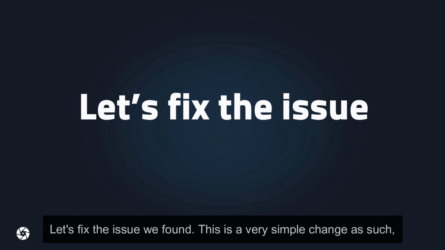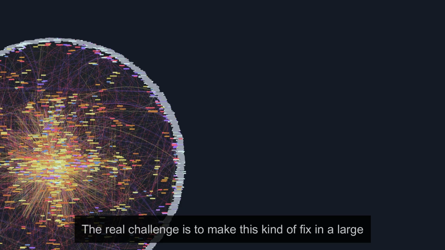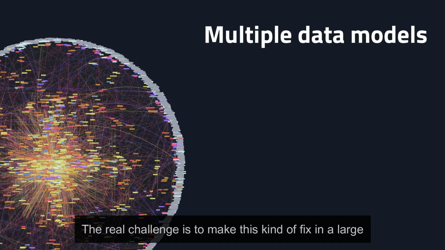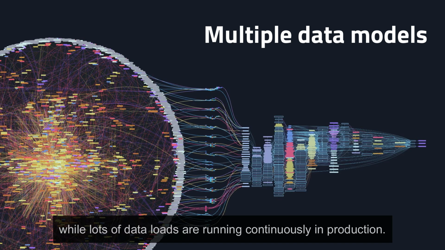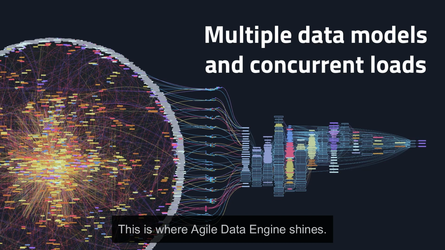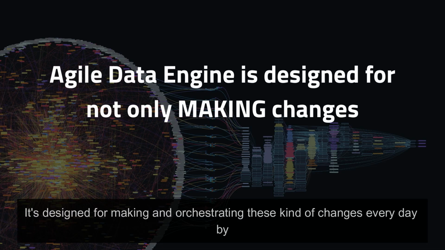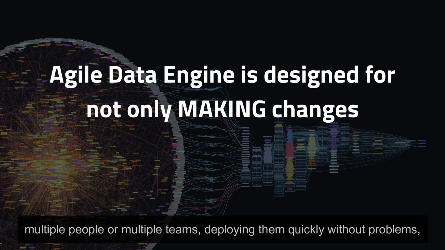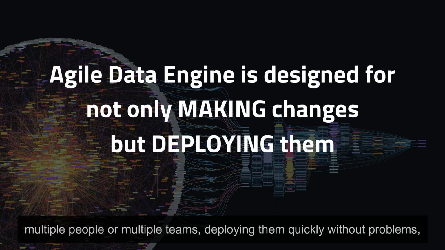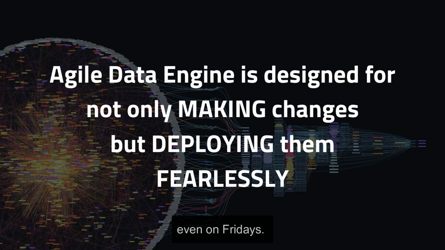Let's fix the issue we found. This is a very simple change as such. Just adding a mapping of one missing data field. The real challenge is to make this kind of fix in a large and complex data warehouse, while lots of data loads are running continuously in production. This is where Agile Data Engine shines. It's designed for making and orchestrating these kind of changes every day, by multiple people or multiple teams. Deploying them quickly, without problems, without making a fuss about it. Without breaking anything. Even on Fridays.